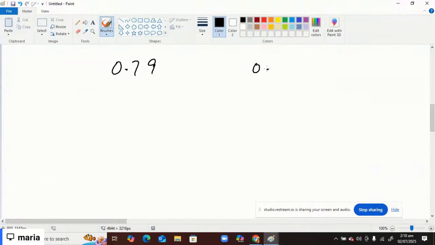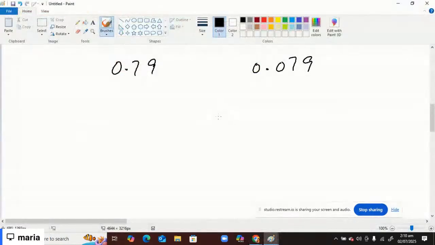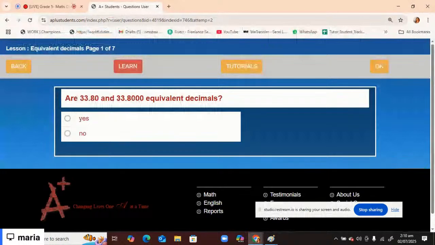0.79 and 0.079, can you guys tell me, are these equivalent? No, these are non-equivalent. Okay, so we can say that this is not equivalent. Why? Because this 0 and 0 are the same, but here is the 0 and then 7 9 comes, so the 7 9 is not in the place of 0. The 0 is here, so we can say that these are not equivalent.